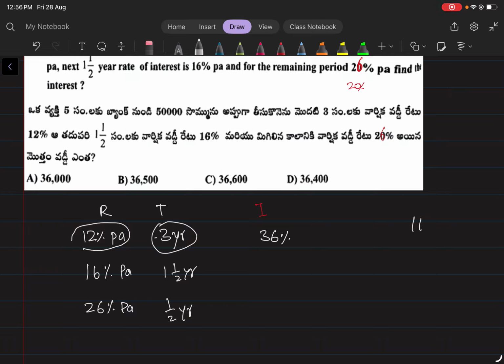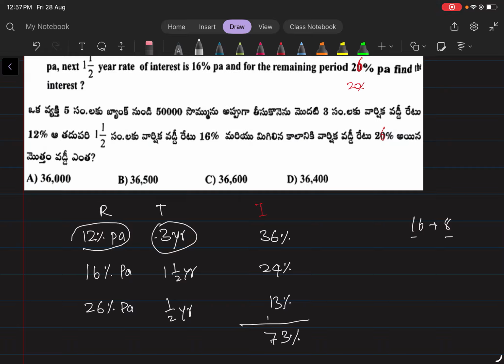1.5 into 16: 16 plus 8, that is 24. Half of 26 is 13%. So total interest in terms of percentage: 36, 60, 73. So 73% interest we will get.